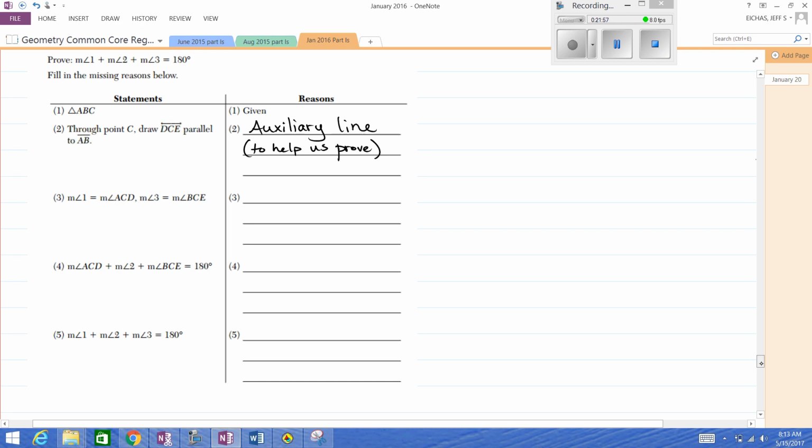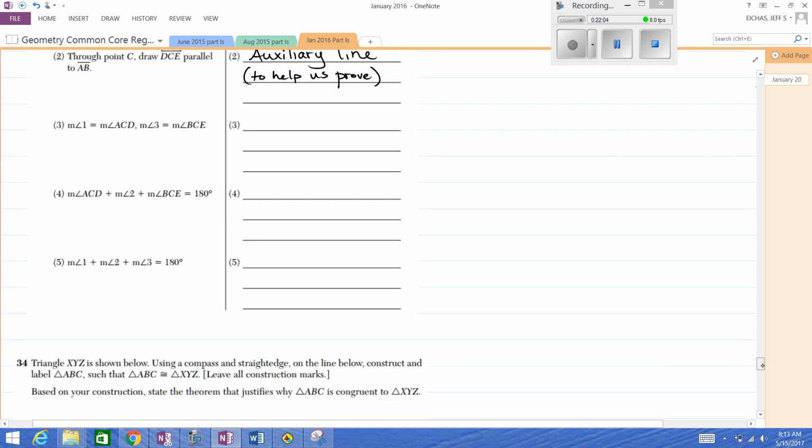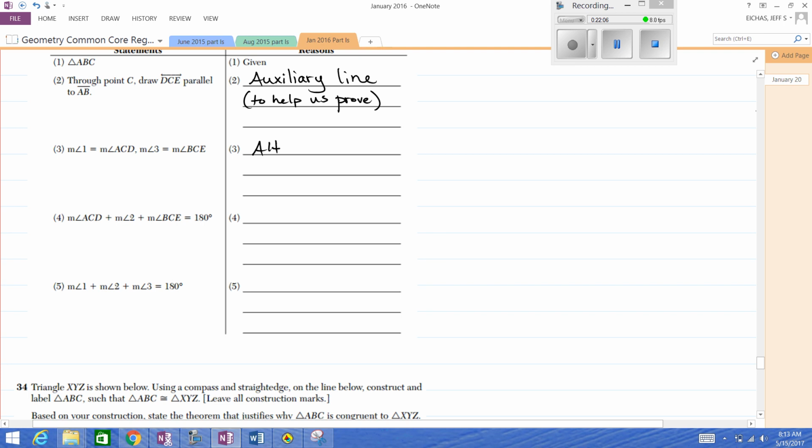Right, let's see. Why is the measure of angle 1 equal to the measure of angle ACD? You're looking at the alternate interior angles theorem, and that's for both of them. So alternate interior angles. And I'll write it out this time, but you can just say alternate interior angles theorem. I'll say are congruent when the lines are parallel. Now we got parallel lines cut by a transversal.